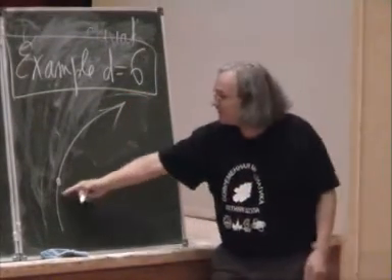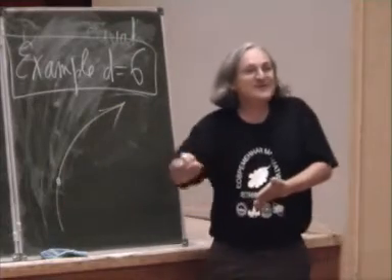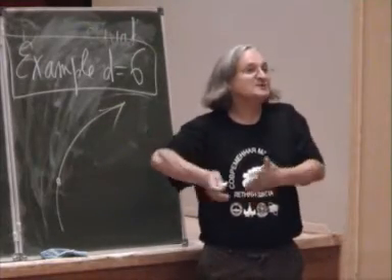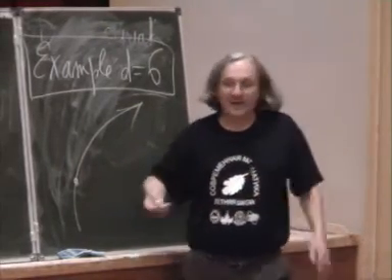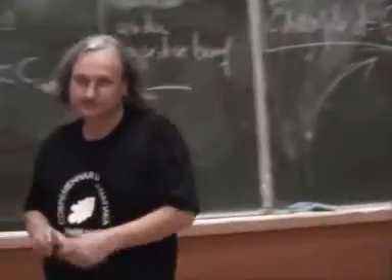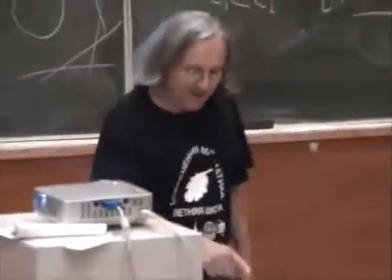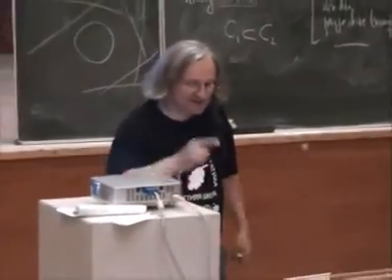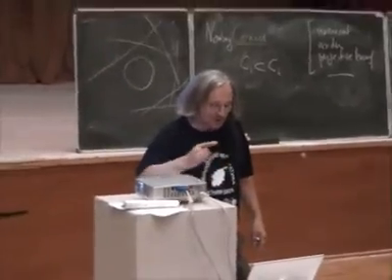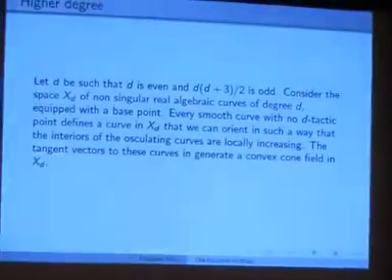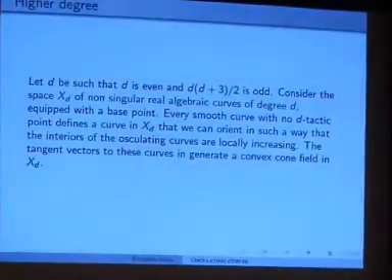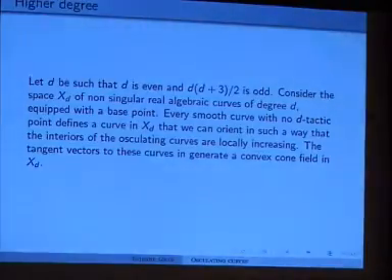So each point here, each curve here defines tangent vectors in the space of algebraic curves. And I can define, let me read what I said: every smooth curve defines a curve in xd that we can orient in such a way that the interiors of the osculating curves are locally increasing. These tangent vectors generate a convex cone field in xd.